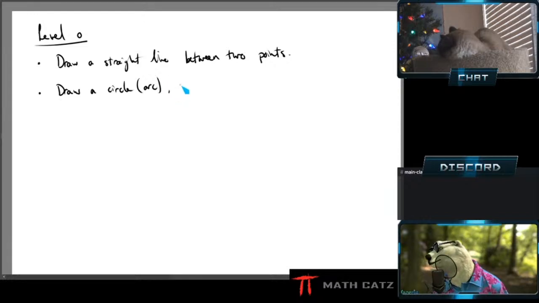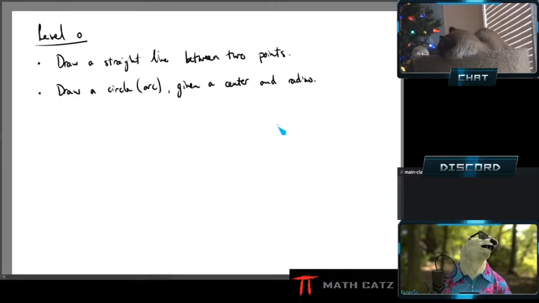Given a center point and a radius in different forms, but still. I could have another point that specifies my radius. Maybe I want to specify the radius or whatever, right? Those were our two.